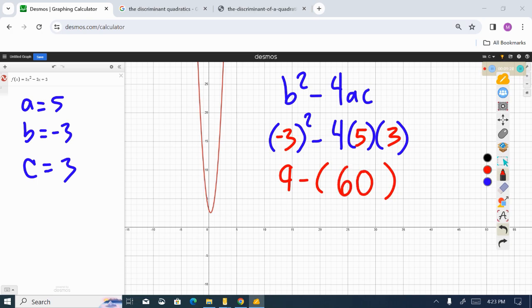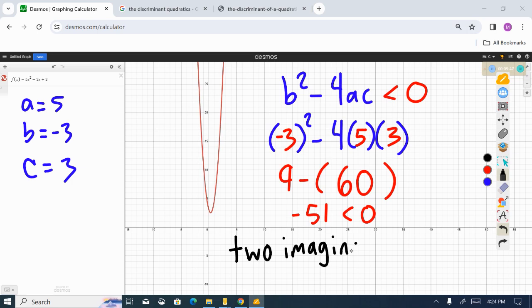So we can see that 9 minus 60 is definitely going to be negative, right? We'd have -51, and that's less than 0, right? And so in this case, again, our discriminant is negative, and that tells us that we would have 2 imaginary solutions. And as we can see from this graph, we'll have no real solutions, okay?